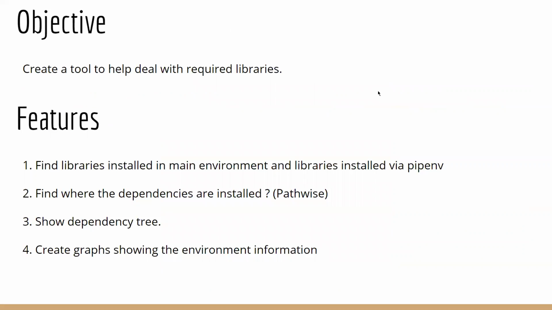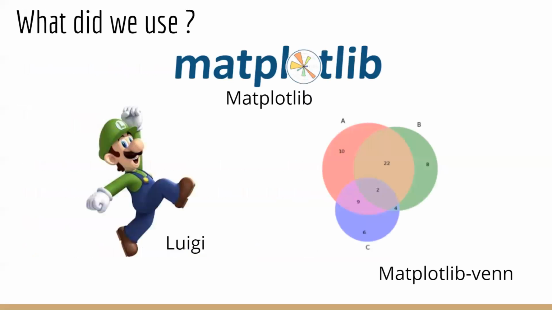So the objective is to create a tool to help deal with required libraries. The features are, number one, find libraries installed in the main environment and libraries installed via pipenv. Find where the dependencies are installed pathwise, and show the dependency tree. And as a last step, create graphs, the Venn diagram, and show the environment information.